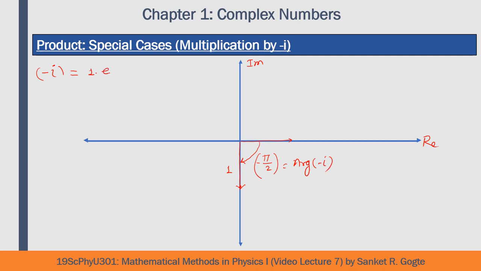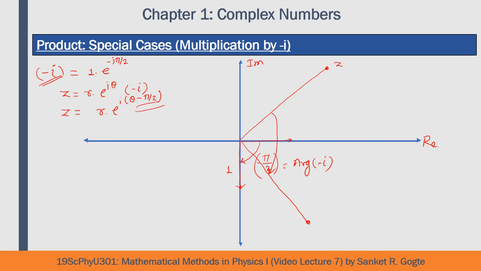In exponential form, it is now e to the power minus iπ/2. When I multiply z, which is r e to the power iθ, by minus i, what will happen now? The product is going to be r e to the power i(θ minus π/2). So if this is the position vector of complex number z, then after multiplication by minus i, its modulus is unchanged, but it is now rotated by π/2 radians in the clockwise direction, because this is minus π/2, clockwise now, and this is minus i into z.